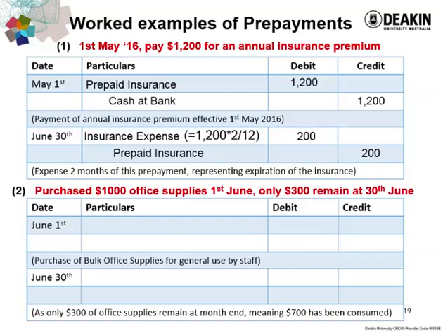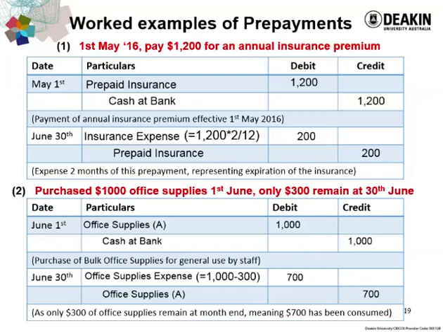Another example, we purchase office supplies on 1st of June, but at 30th of June, only $300 left. It means that we have used up $700 of office supplies. So on 1st of June, we debit office supplies, credit cash at bank $1,000. So this is not an adjusting entry. And 30th of June, we do the adjusting entry. So we debit office supplies expense, and we credit office supplies $700 to reflect the consumption for the month.